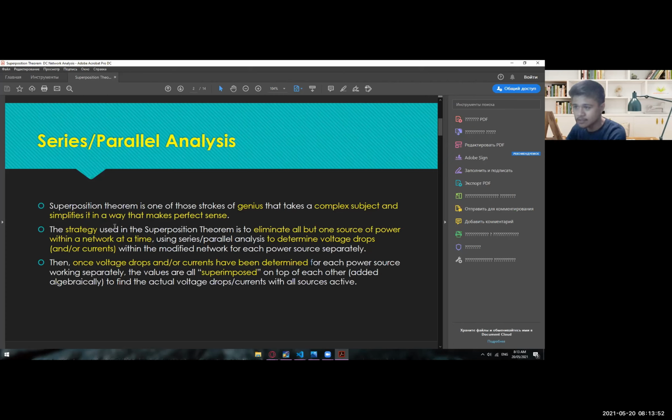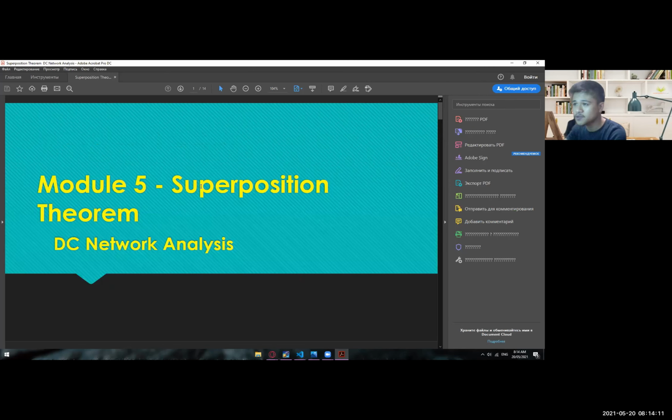The strategy used in superposition theorem is to eliminate all but one source of power within a network at a time, using series or parallel analysis to determine voltage drops and or currents within the modified network for each power source separately. When we say superposition theorem, this one is perfect if we have a lot of sources.